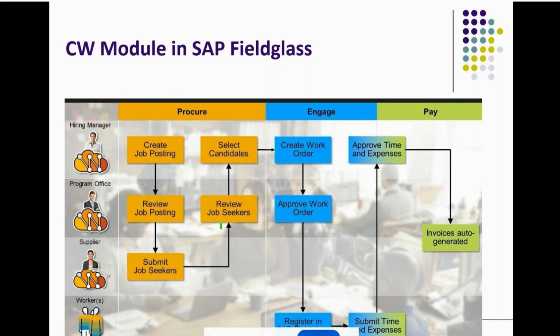If you have seen, in Fieldglass we support mostly auto invoicing, but there is also some manual invoicing. I'll tell you the difference when we go into the invoicing part: what is the difference between manual and auto, how it is done, and who does it?